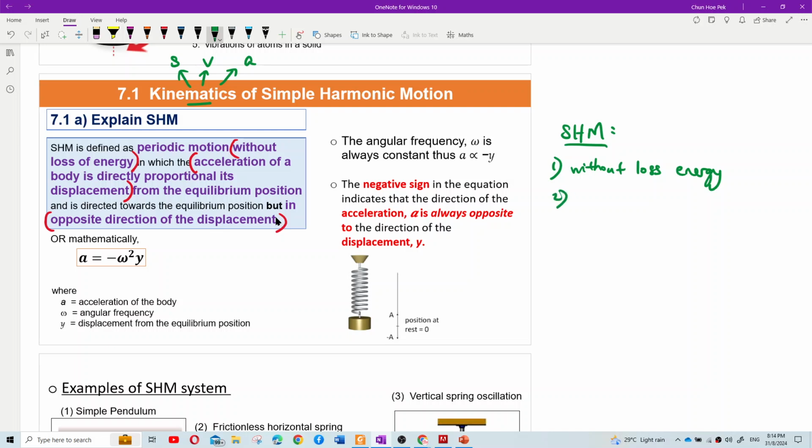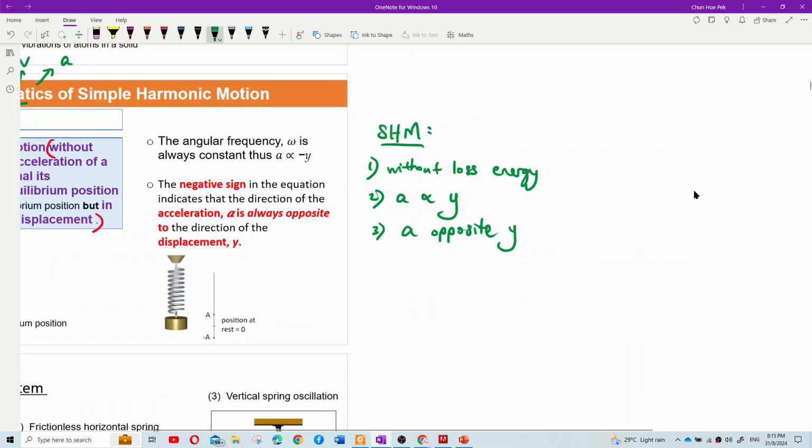Without loss of energy. And one more thing is that acceleration is proportional to the displacement. Displacement we put as the symbol y; later I will explain why we use the symbol y. Acceleration is proportional to displacement, and third, acceleration is opposite to the displacement. These three statements explain what simple harmonic motion is. Without loss of energy means no damping happens.